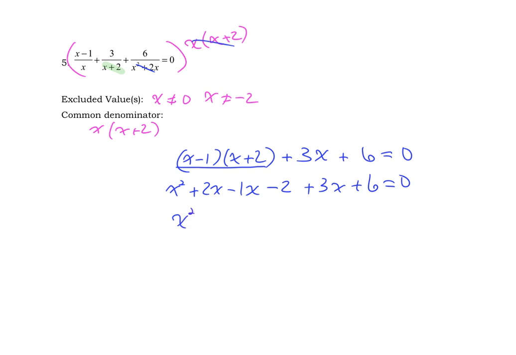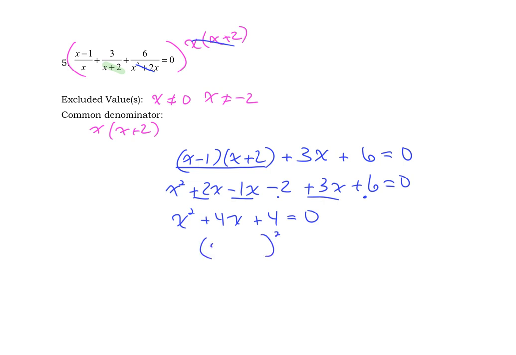And now I'm going to combine like terms. So 2x minus x is 1x, plus 3x is 4x. Negative 2 plus 6 is positive 4. And there I am in standard form. This factors.